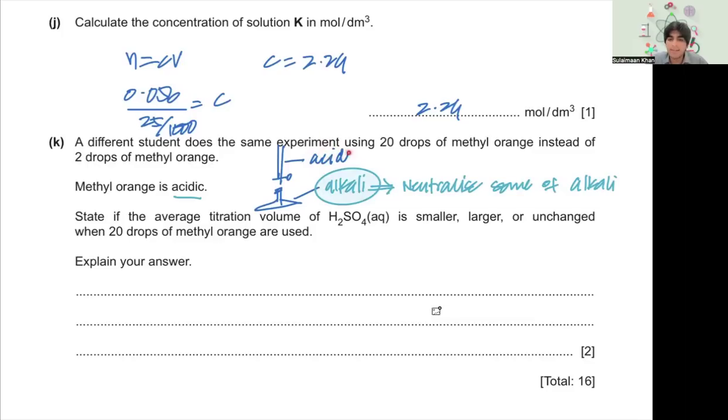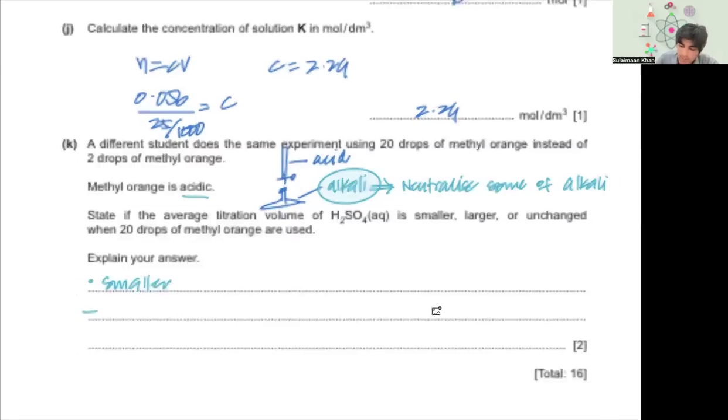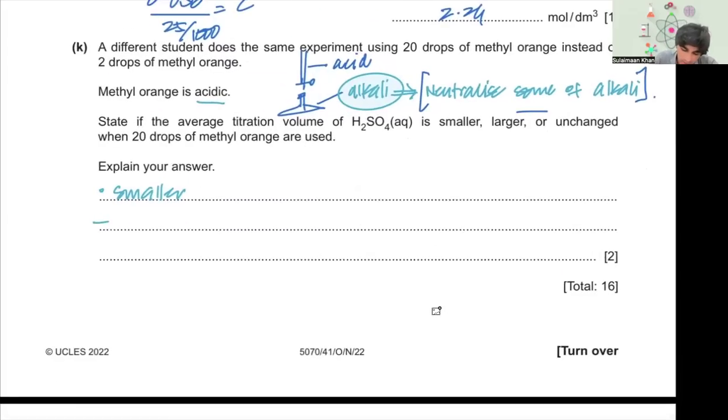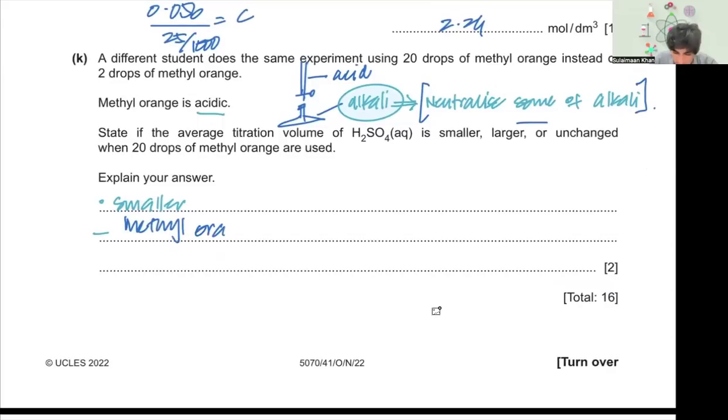Obviously, now the volume of acid that would be required would be smaller because some of the alkali has already been neutralized. So it's very much common sense questions at this point. So he's saying state the average titration volume is smaller, larger, or unchanged when 20 drops of methyl orange are used. So it's smaller. And why is it smaller? Because, and that's the same explanation. It doesn't matter. The English doesn't matter as long as the spirit is the same. Because the methyl orange neutralizes, but you need to use the correct key terms, right? You know, the methyl orange neutralizes some of the alkali in the conical flask.